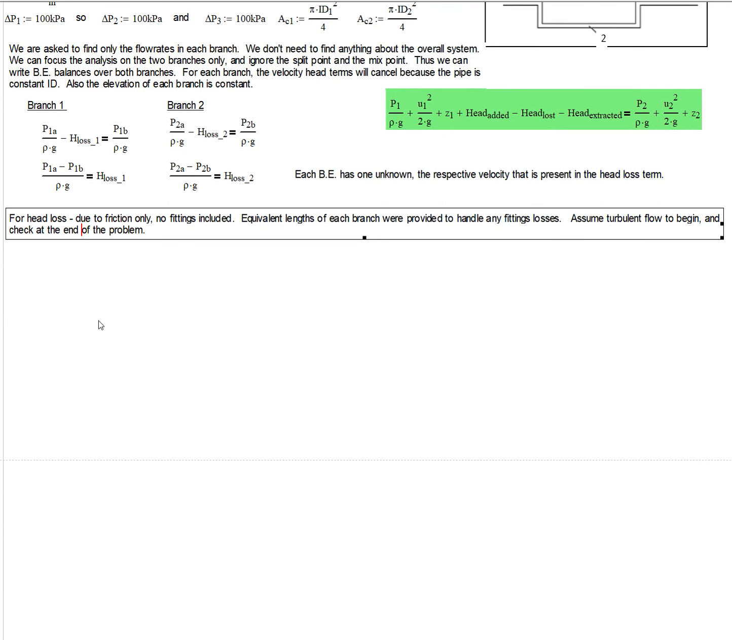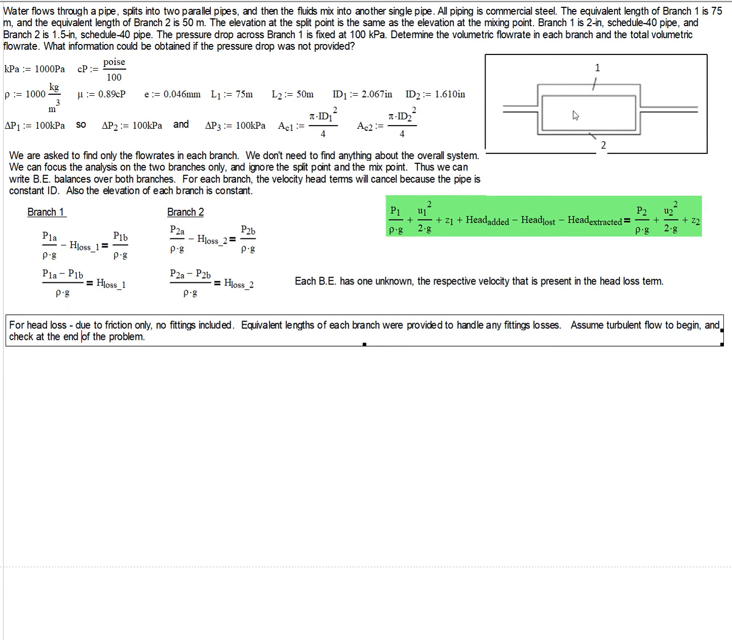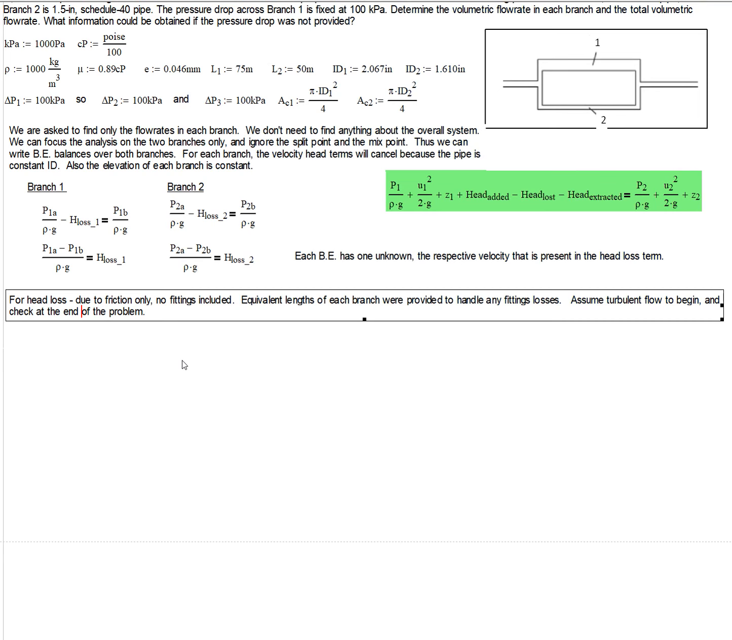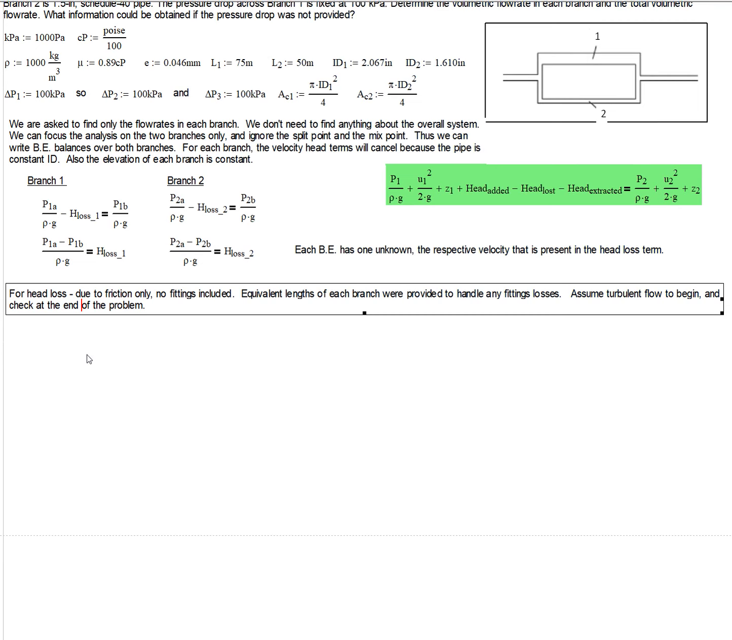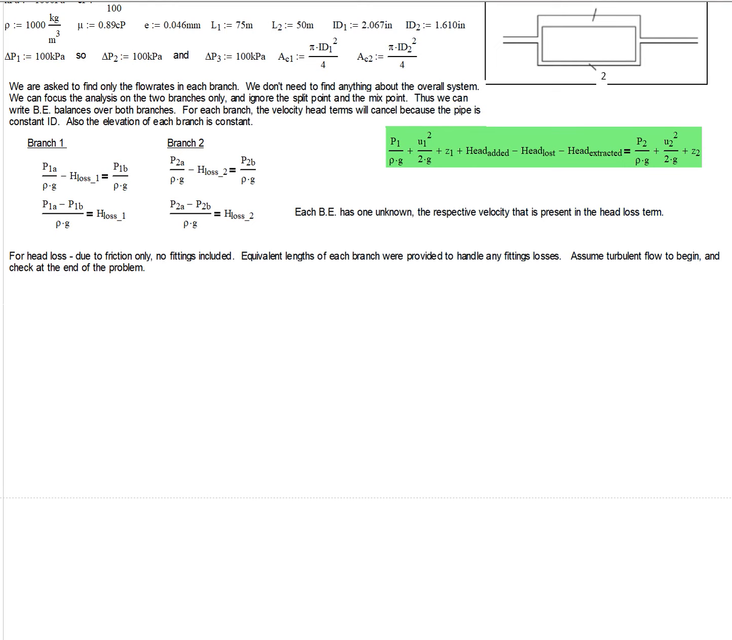So for the head loss, we did not have any fittings. We are not doing any elbows or bends in this, but what we were told is the equivalent length. That actually includes whatever kinds of fittings, as well as the actual length of these pipes. Since we're dealing with water, we're going to assume turbulent flow, and this is something that we'll check at the end. But when we have turbulent flow, we need to include that into our fanning friction factor.